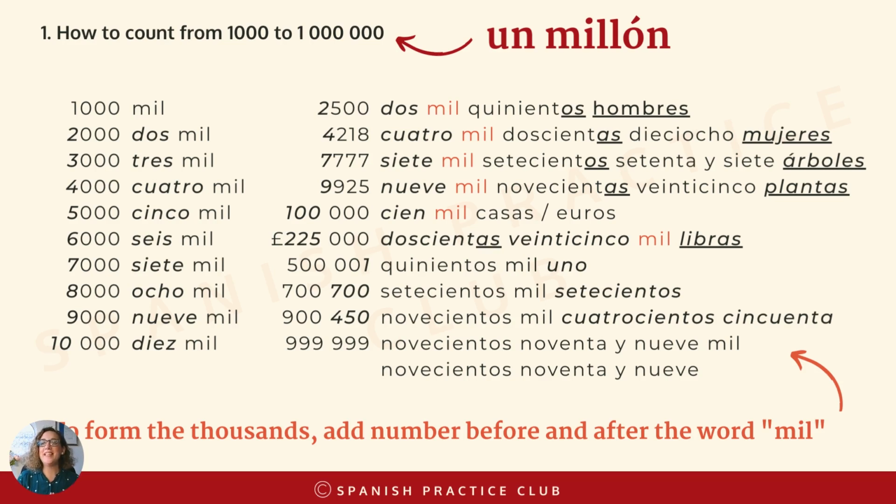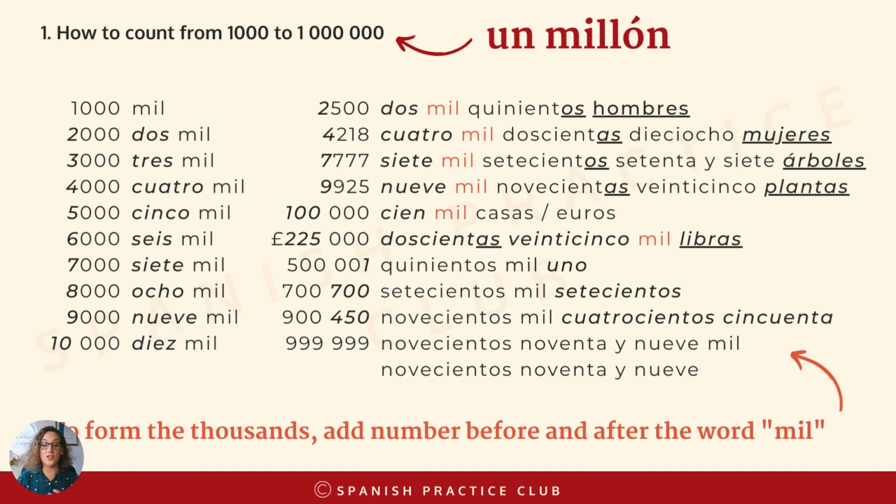7,777. And because we are talking about trees, árboles is masculine, it would be setecientos. 9,925 plants. We've got 9,925 plantas.